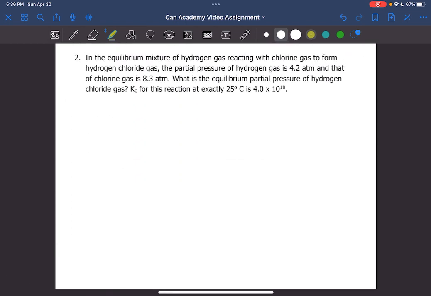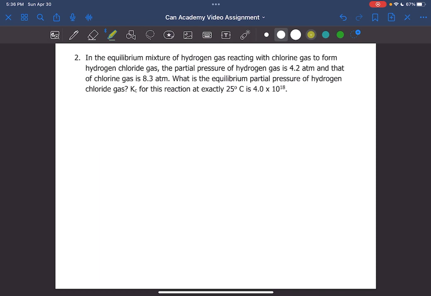In the equilibrium mixture of hydrogen gas reacting with chlorine gas to form hydrogen chloride gas, the partial pressure of hydrogen gas is 4.2 atm and that of chlorine gas is 8.3 atm. What is the equilibrium partial pressure of hydrogen chloride gas? Kc for this reaction at exactly 25 degrees Celsius is 4.0 times 10 to the 18.